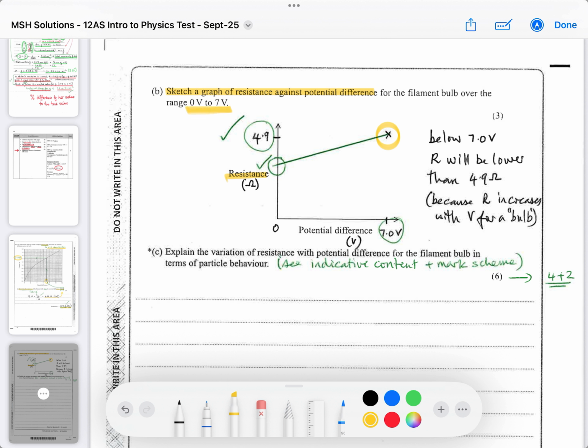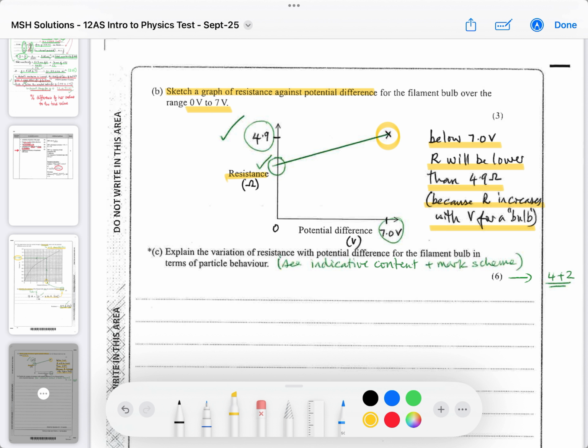Well, if it's 4.9 at 7 volts, below 7 volts it will be less hot, so the resistance will be below 4.9 ohms, okay? So you know R will get lower than 4.9 ohms, so that's 1 mark. So you know it's going to be lower at the intercept, and because R increases with voltage for a bulb as it heats up the lattice structure, okay? So 3 marks, you look on the mark scheme, see how they've given it.